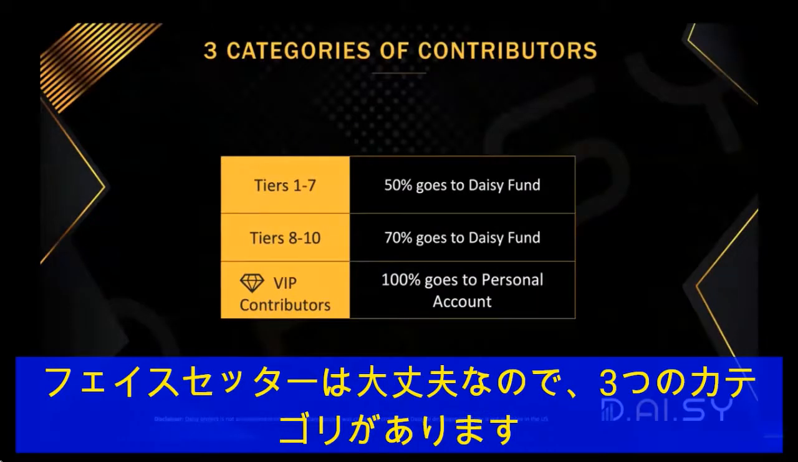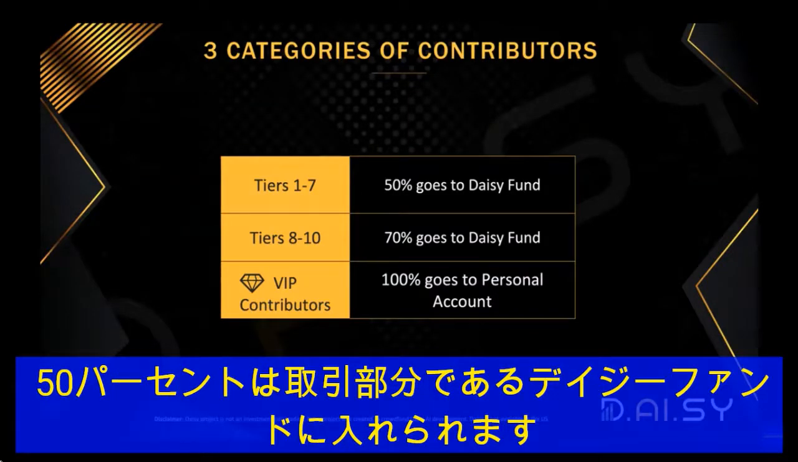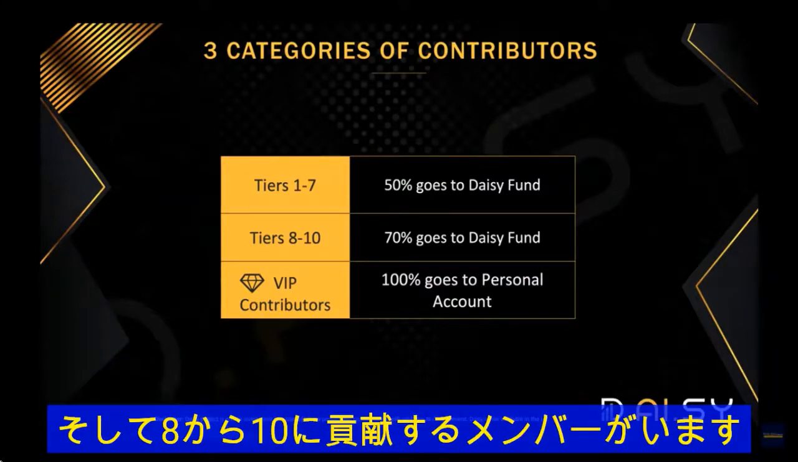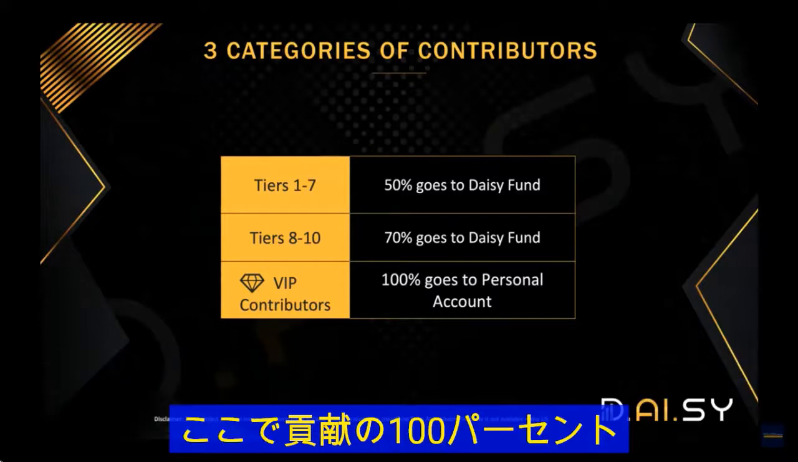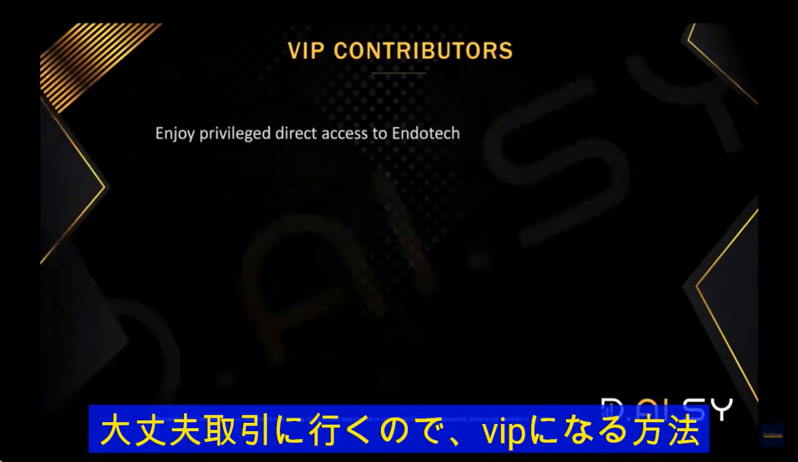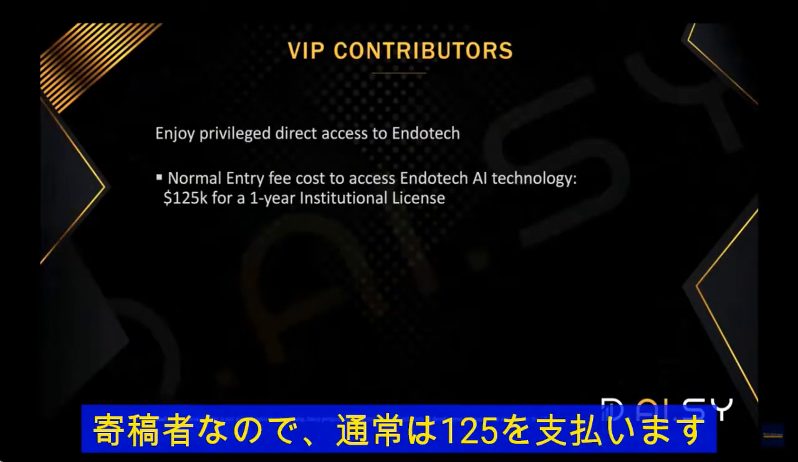Okay, so there will be 3 categories of contributors. People who contribute to tiers 1 to 7, 50% will go into a DAISY fund, which is the trading part. And there are members that contribute to 8 to 10, 70% will go to the DAISY fund, and they will be VIP contributors, where 100% of the contribution goes to trading. Okay, so how to become a VIP contributor?